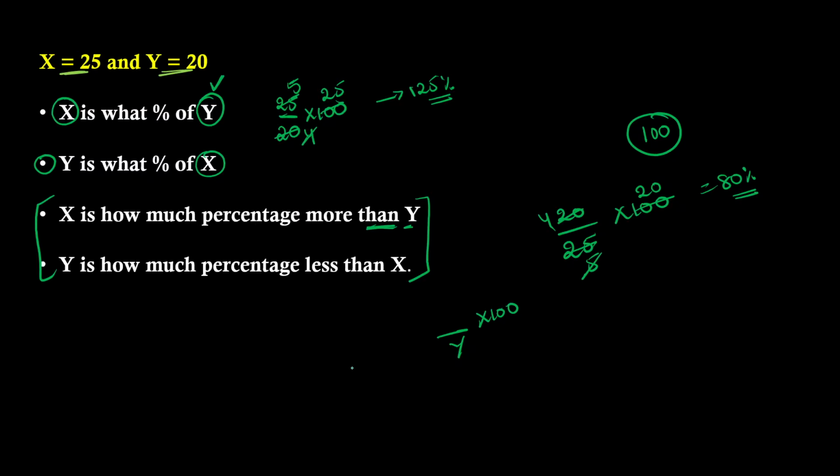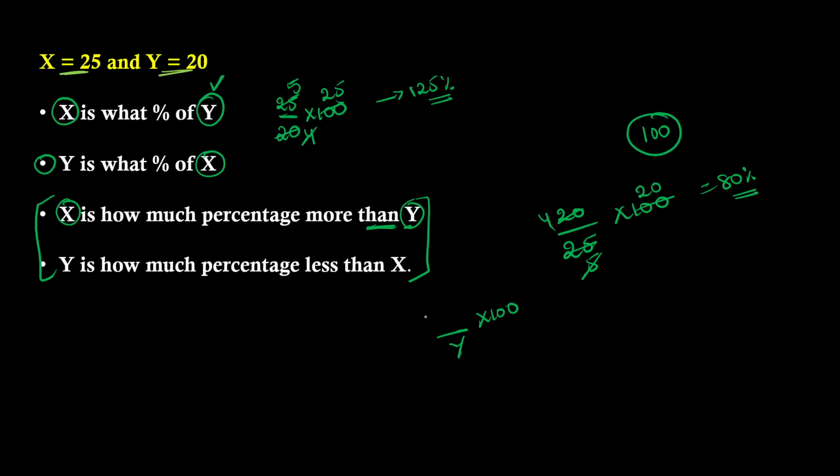Do remember this point? A fraction multiplied by 100. X is how much percentage more than y. So y should be the denominator. And then in the place of numerator, difference between these two should be placed. Reason, you are trying to find how much percentage more or how much percentage less. So difference between these two should be placed in the numerator.